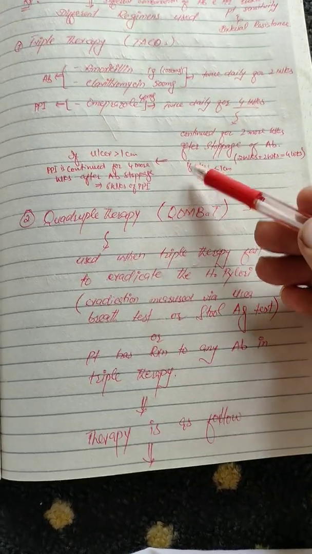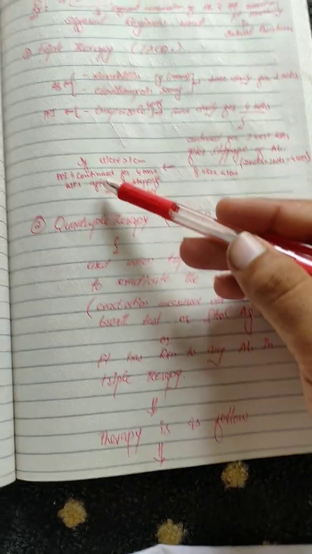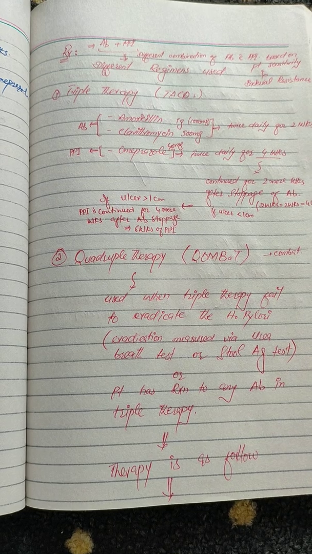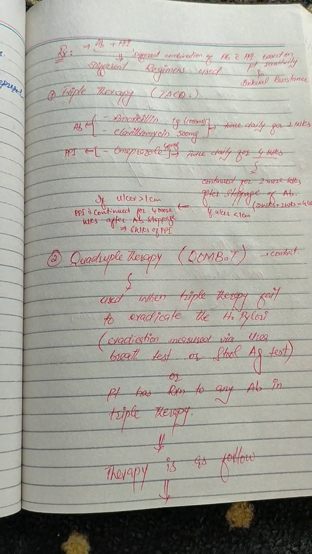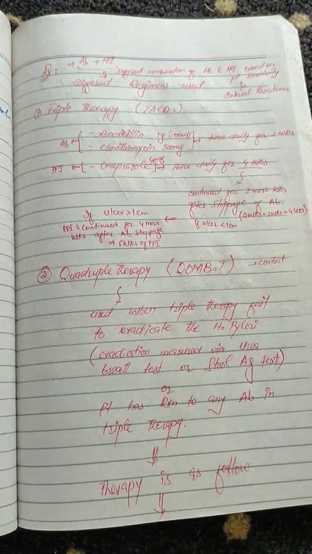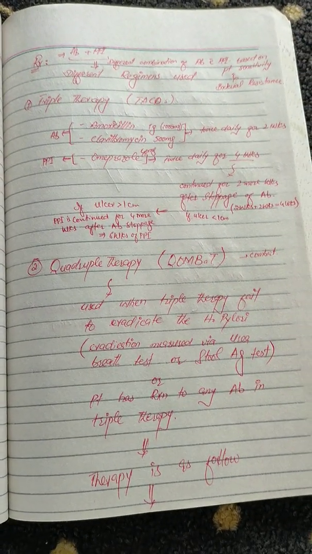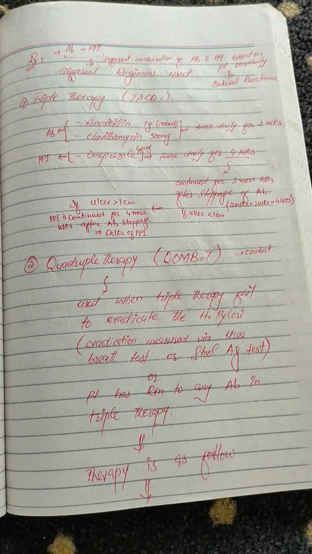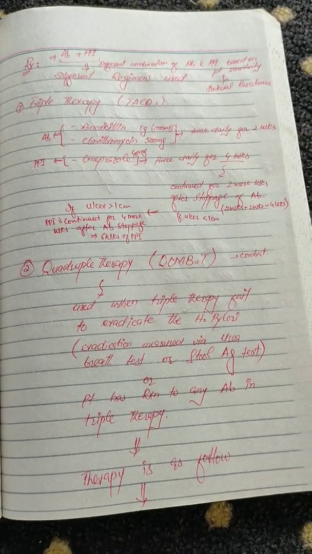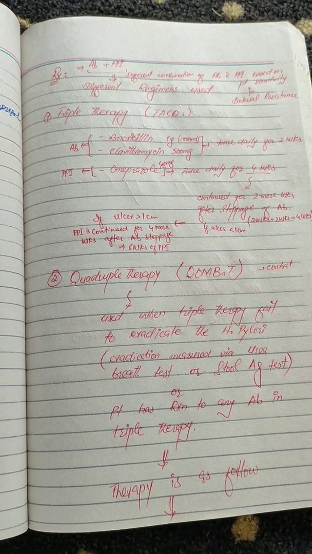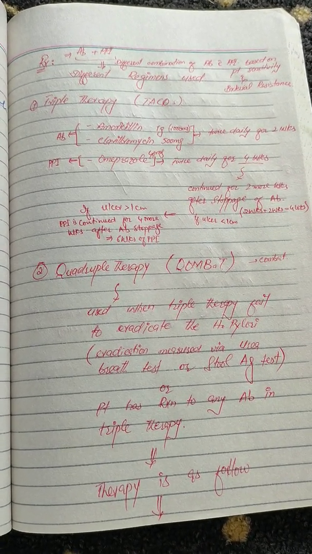But on the other hand, if the ulcer is greater than 1 centimeter, then you will continue the PPI for 4 more weeks after the stoppage of the antibiotics. So that will give you 6 weeks of proton pump inhibitors. So this is the triple therapy. Remember TACOS, so in triple therapy you have to use amoxicillin, clarithromycin and omeprazole. The amoxicillin and clarithromycin for 2 weeks, whereas the omeprazole for 4 weeks. So that's your triple therapy.